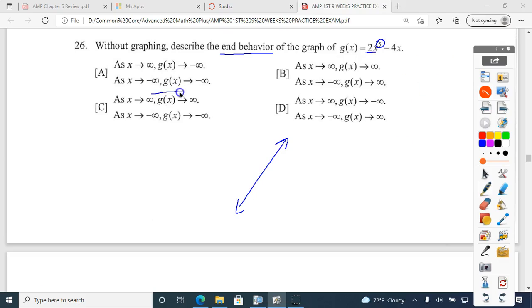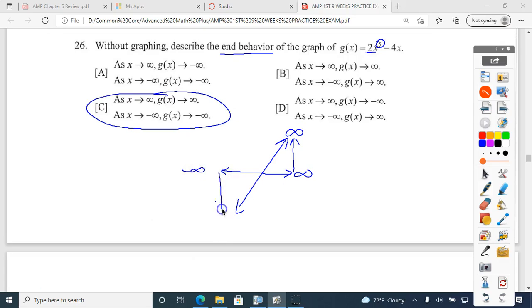So as x approaches infinity, g of x approaches infinity. As x approaches negative infinity, g of x approaches negative infinity. Okay.